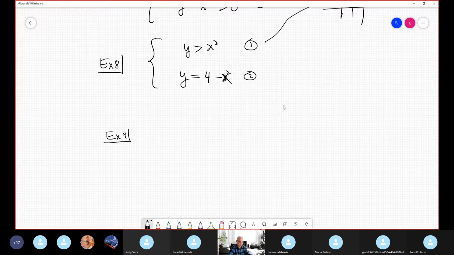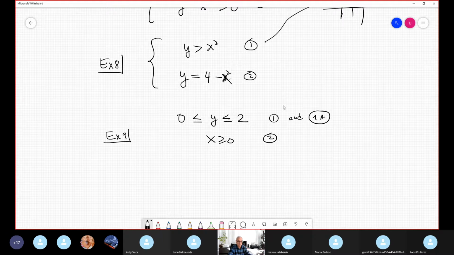Is 0 less than or equal to y less than or equal to 2? This is a compound inequality. Actually, it's inequalities 1 and 1 and 8. X greater than or equal to 0 is number 2. Y greater than or equal to 0 is number 3. And x less than or equal to 2 is number 4. Wow. It's linear, so it's easy to see.